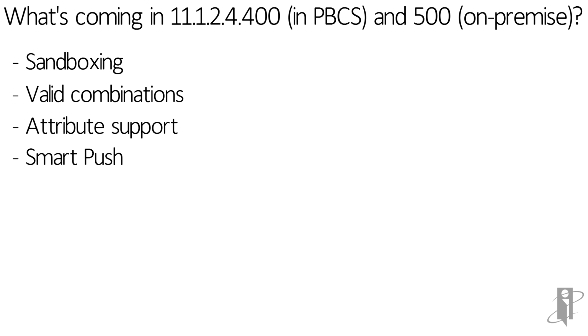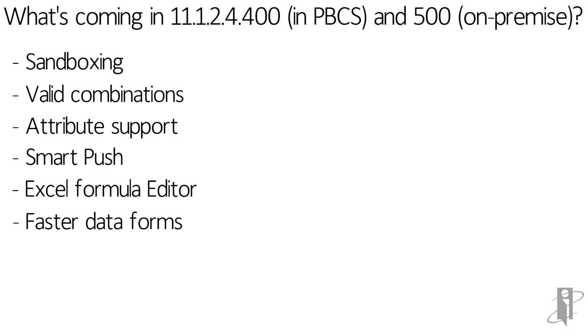This includes pushing smart lists from BSO to be a dimension in ASO. You'll be able to associate relational data, supporting detail, attachments, and comments as part of the form. Excel Formula Editor allows a user to insert rows in SmartView and add labels and formulas and save it as a smart form. Data forms should be even faster to navigate through in 11.124.400 and 500.